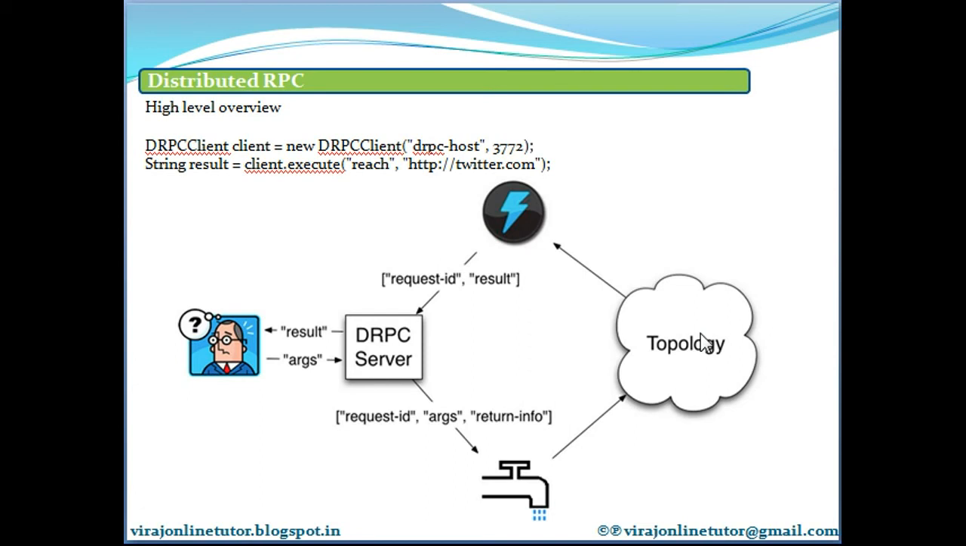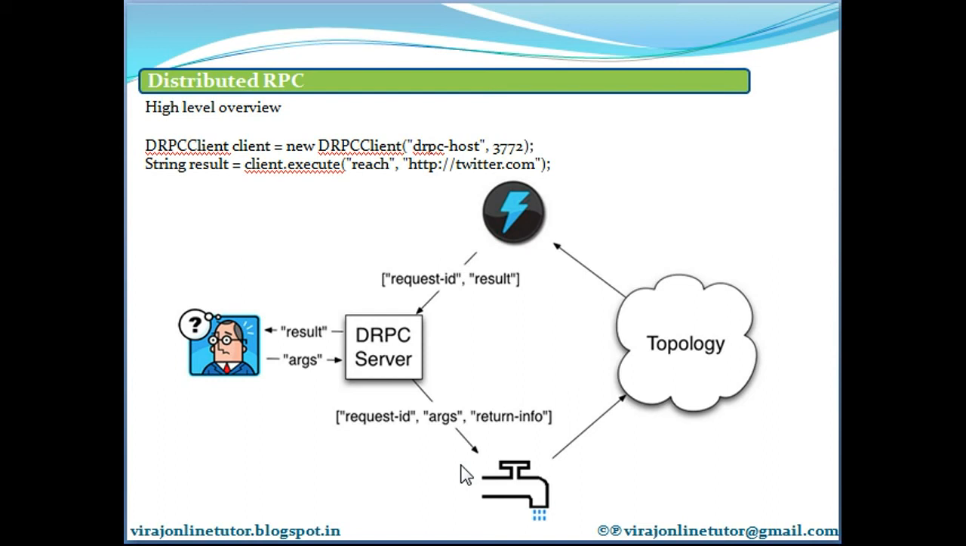connects back to the RPC server, and it gives the result for the function invoked. So the RPC server then uses the ID to match up that result with which client is waiting for that result, and it unblocks the client and sends it the result.